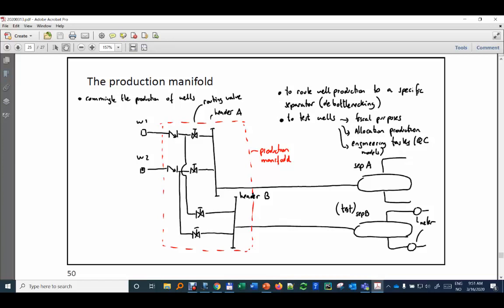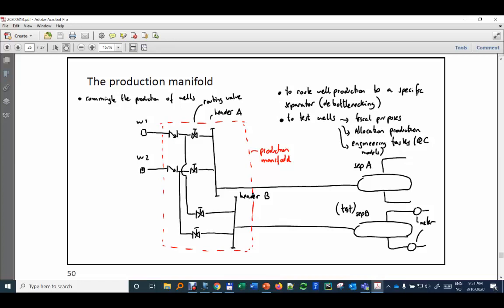For example, you typically have two production separators, two separator trains. And for example, one of them has too much gas and is reaching the bottleneck point. So then, with that flexibility, you're able to move production from one gassy well to another separator, which is not constrained, which is not a bottleneck.